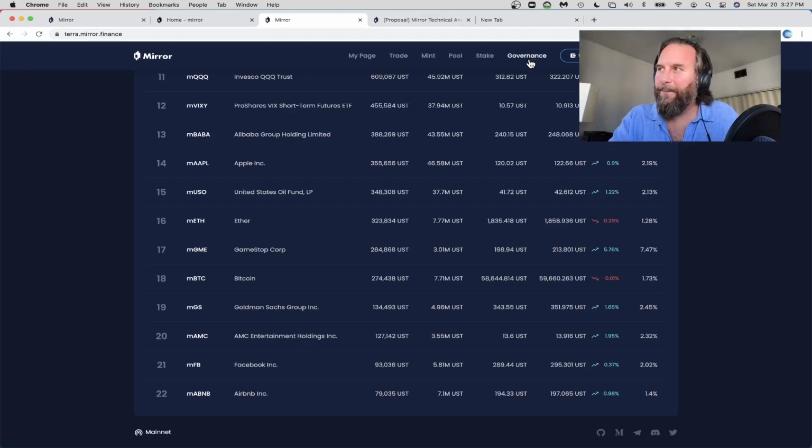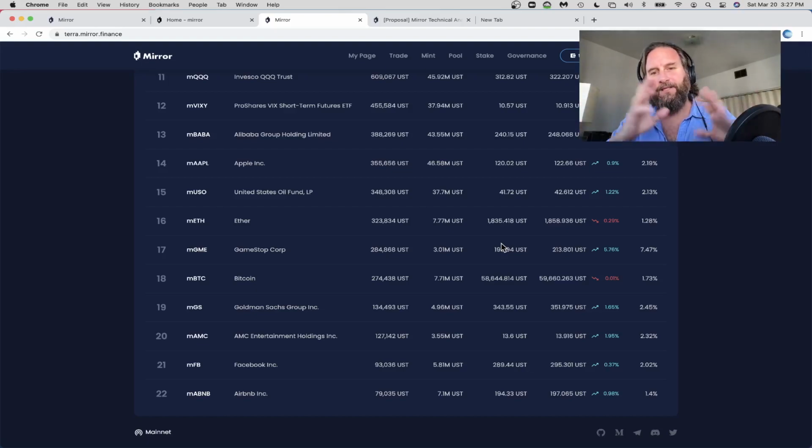See this governance tab up here? Okay, this is how you get involved with the community. This is how you can actually help. You can socialize it. You can rally guys like myself to stand behind you because you want something on the platform or you want to see changes made. And you can make an argument for that in the forums, okay?